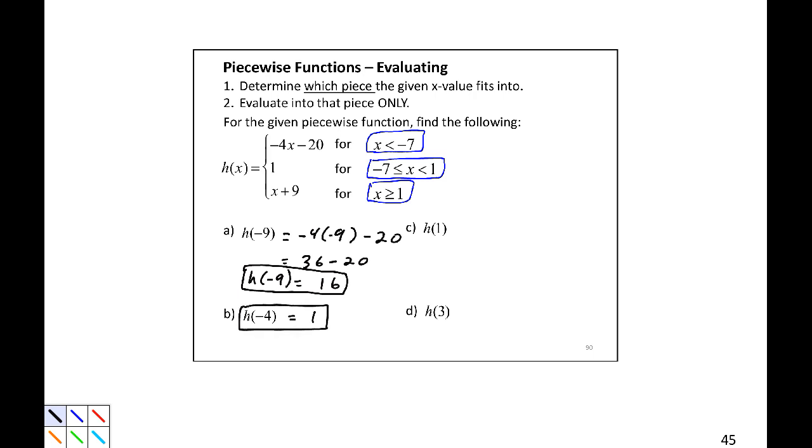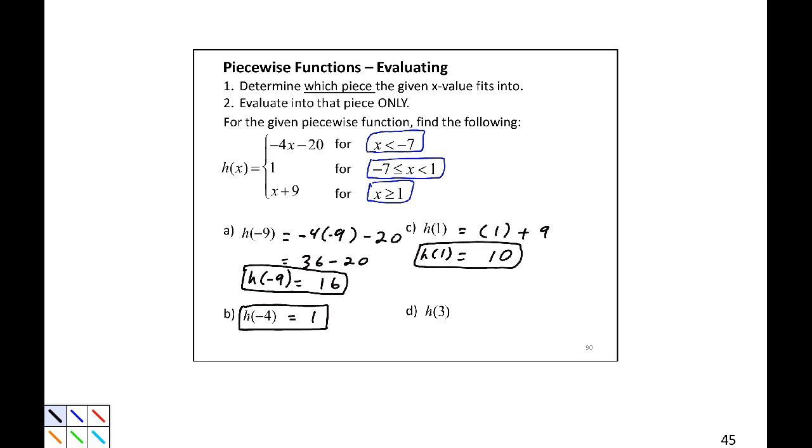Part C, h of 1. Well, 1 doesn't agree with the domain for the second branch. It's this one because it's included. We have greater than or equal to 1, so we'll use the third branch. This would be x plus 9, so that would be 10. So h of 1 equals 10.